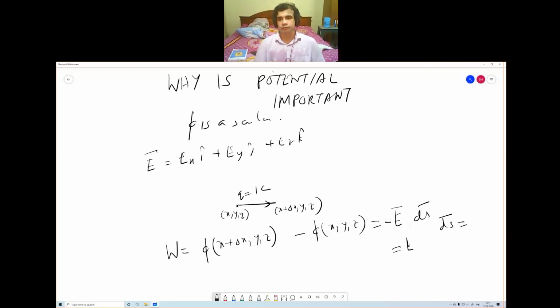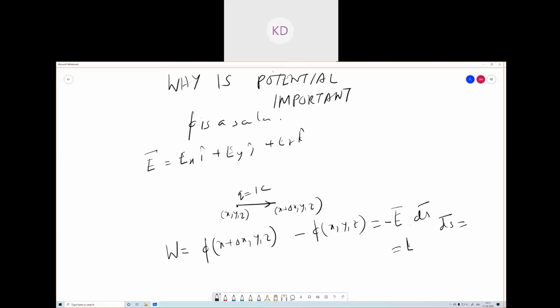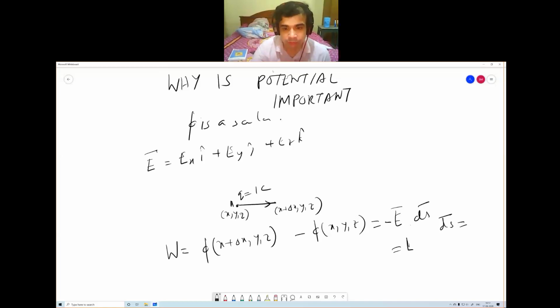The root over x plus del x minus x whole square. I mean, this distance. What is this distance, from here to here? This point A to point B. Del x, absolutely. And ds is a vector, but del x is a scalar. So what to put to make it a vector?